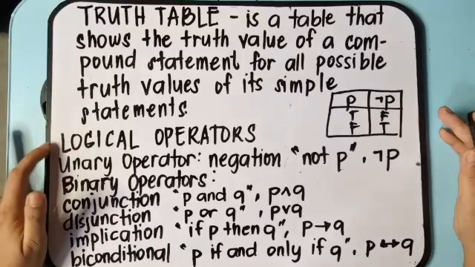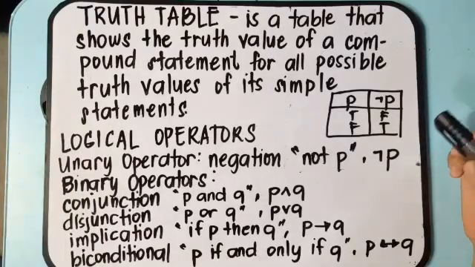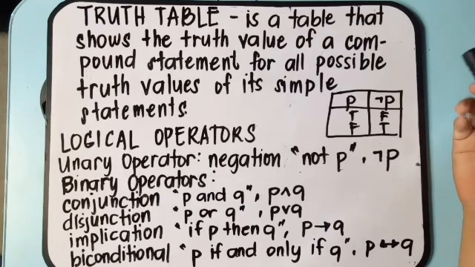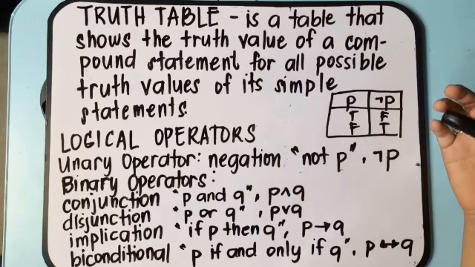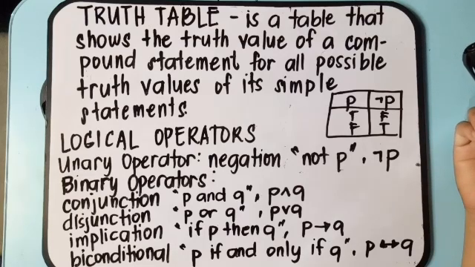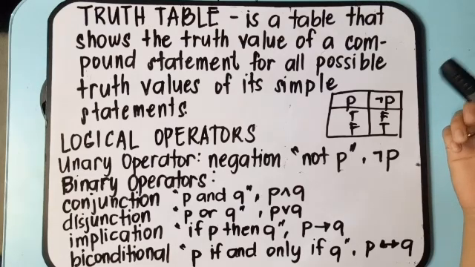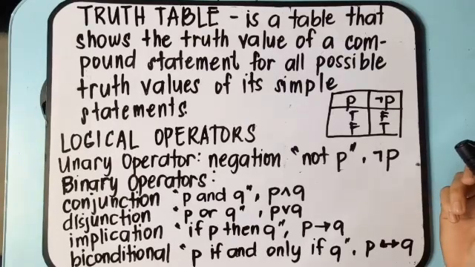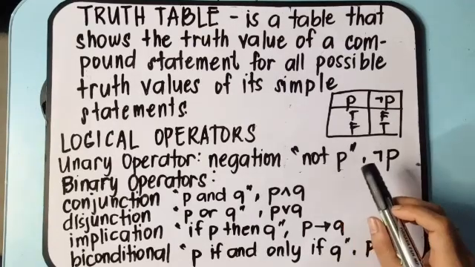So next, let's proceed with the logical operators. Actually, class, we have 7. I think we have 7 logical operators, but we will focus on 5 logical operators, the ones that are mostly used. So we have the unary operator and binary operators. For the unary operator, we have the negation. Okay, negation, we read it as not P.